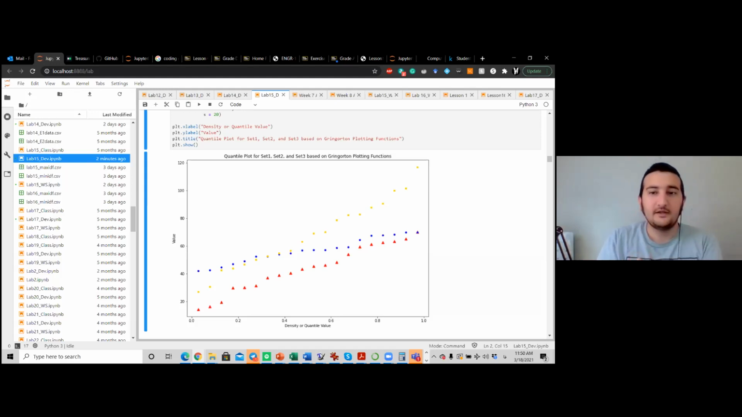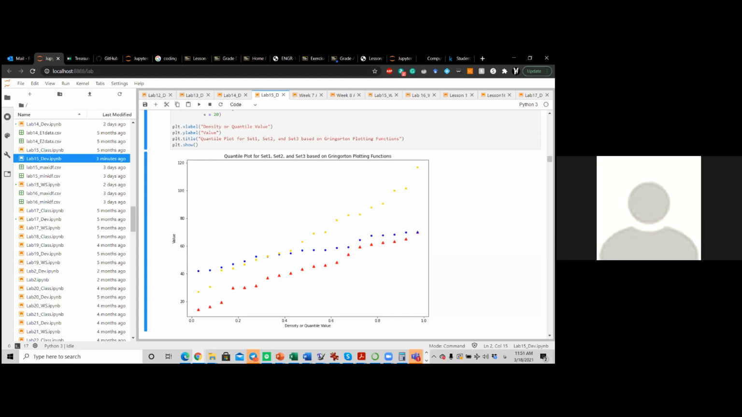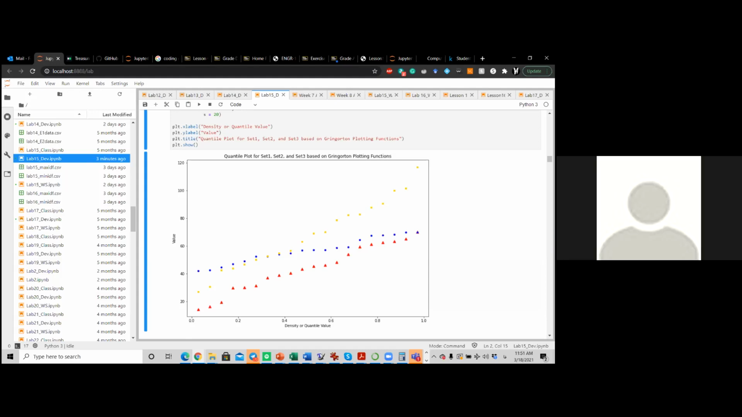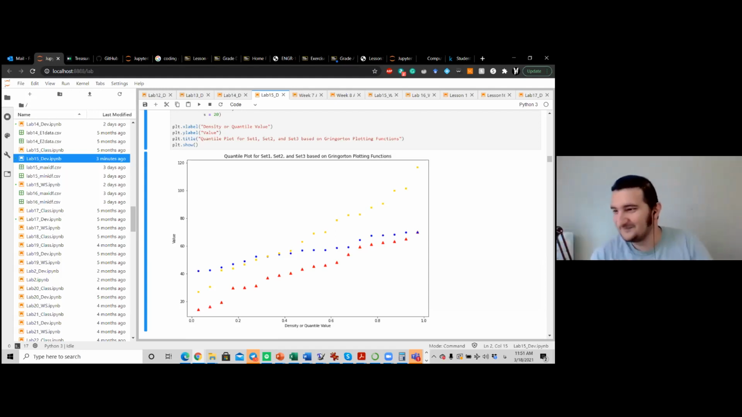Okay? So, let's answer Dr. Cleveland's question in the chat box. If someone just walks into the office and tells us they have one new sample, and that sample has a value of 100, do you think it will most likely belong to set 3, set 2, or set 1? Set 3. Because set 3 is the one that's gotten to that point. And how did you make that call? By using the graph. Okay. So it's not completely useless. It's not absolutely nothing.